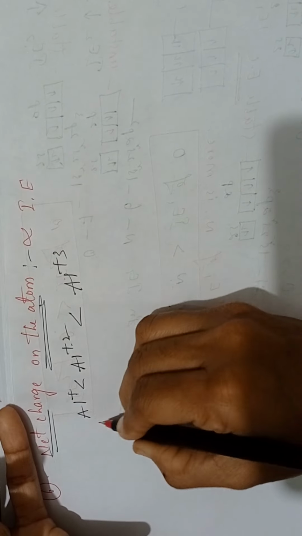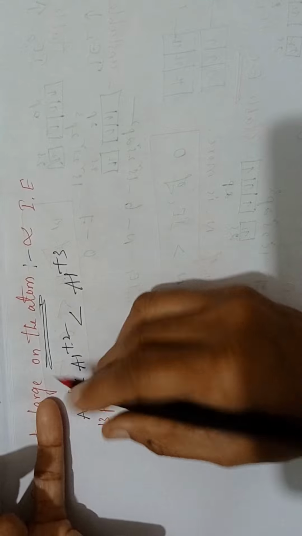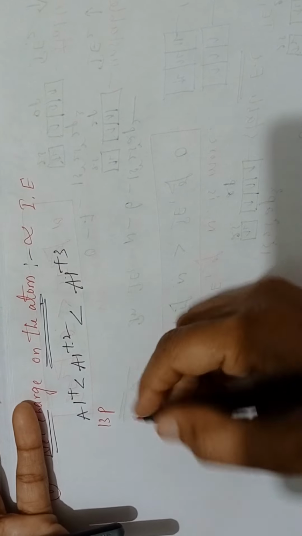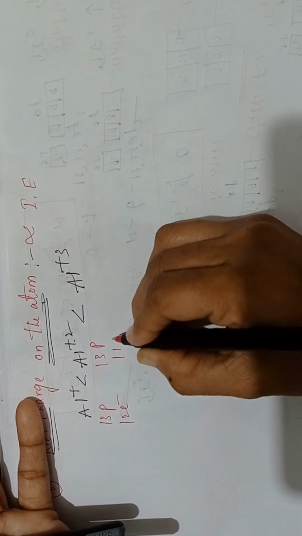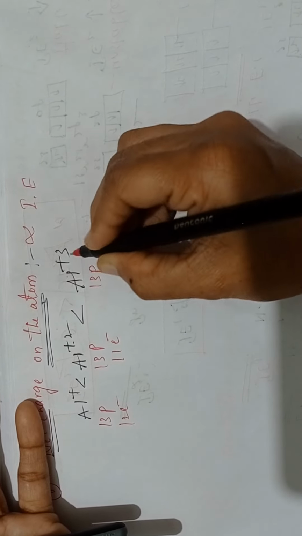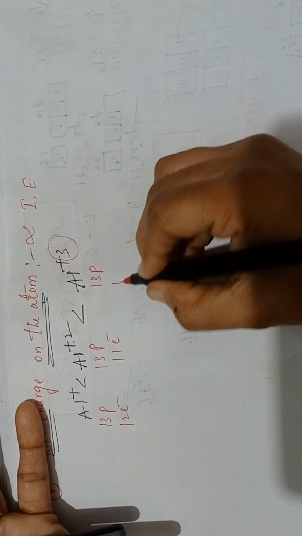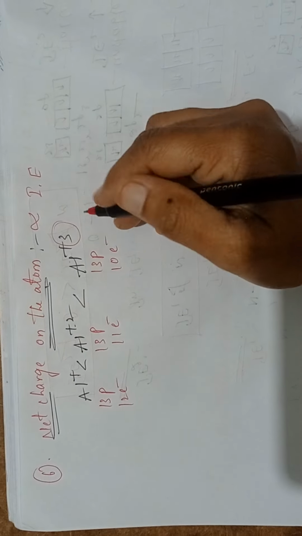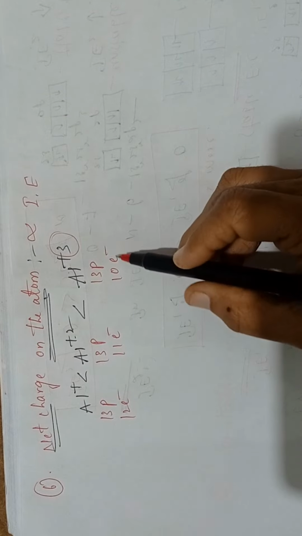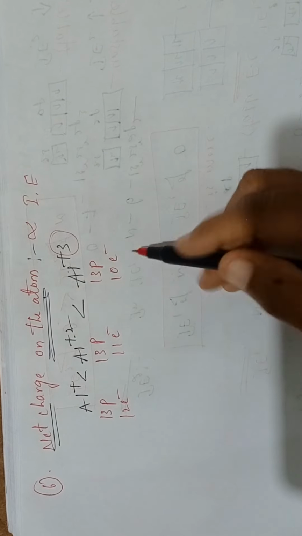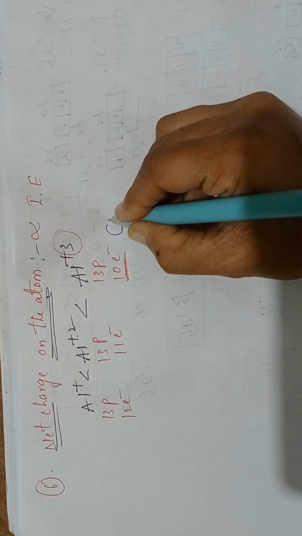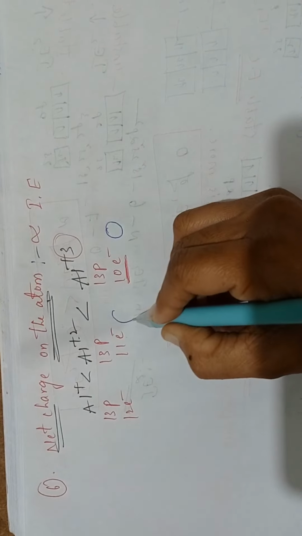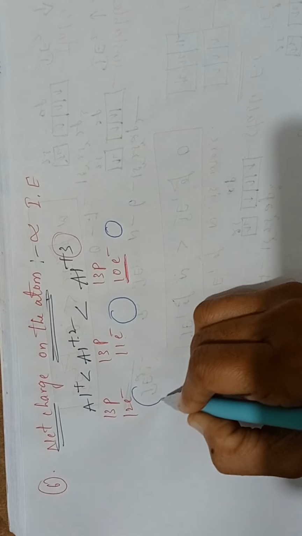Aluminium's atomic number is 13, so 13 protons. So 12 electrons here. Here 13 protons, 2 electrons lost, means 11 electrons. Here 13 protons, 3 electrons lost, that means 10 electrons. So the number of protons is more compared to electrons. That's why this size is small. Next, the one with 11 electrons, and the one with 12 electrons has a larger size.